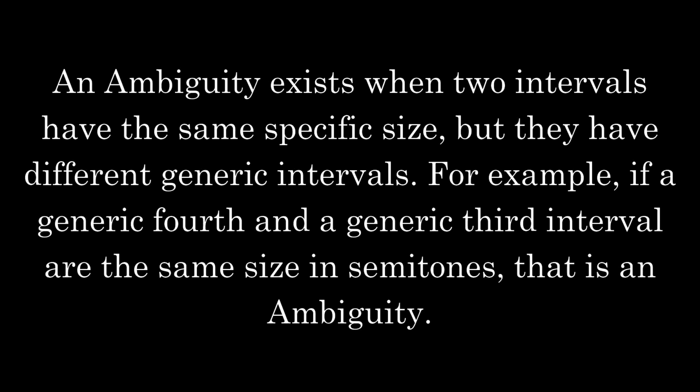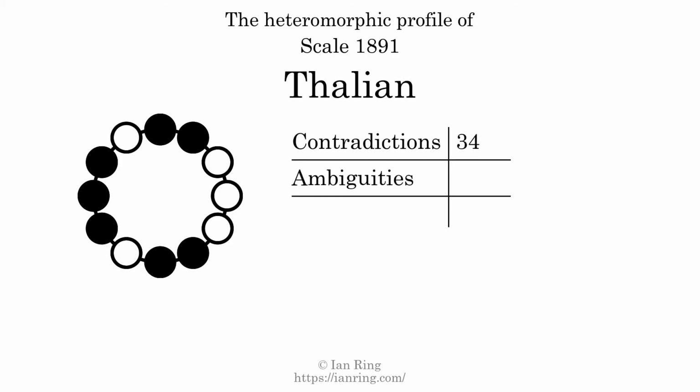An ambiguity exists when 2 intervals have the same specific size, but they have different generic intervals. For example, if a generic fourth and a generic third interval are the same size in semitones, that is an ambiguity. The number of ambiguities in this scale is 21.